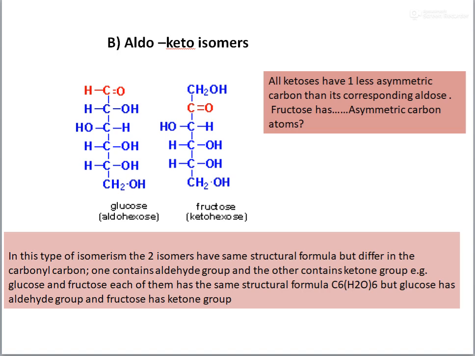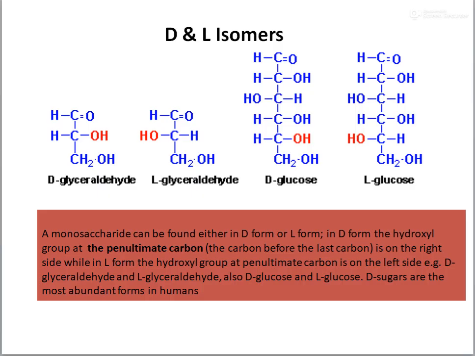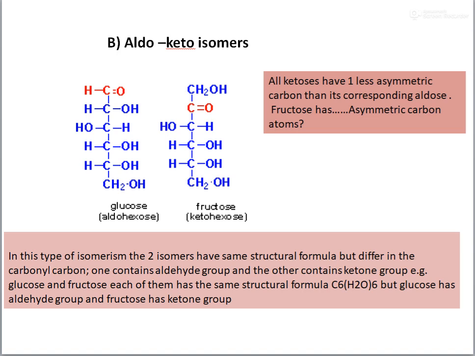In the case of glyceraldehyde, it has an asymmetric carbon atom, but its counterpart dihydroxyacetone does not have an asymmetric carbon atom, so it does not have the property of optical isomers. But all the other ketoses do have asymmetric carbon atoms, and they do exhibit the property of optical isomers. So now let's consider another case of isomers, considering both the aldoses as well as the ketoses.